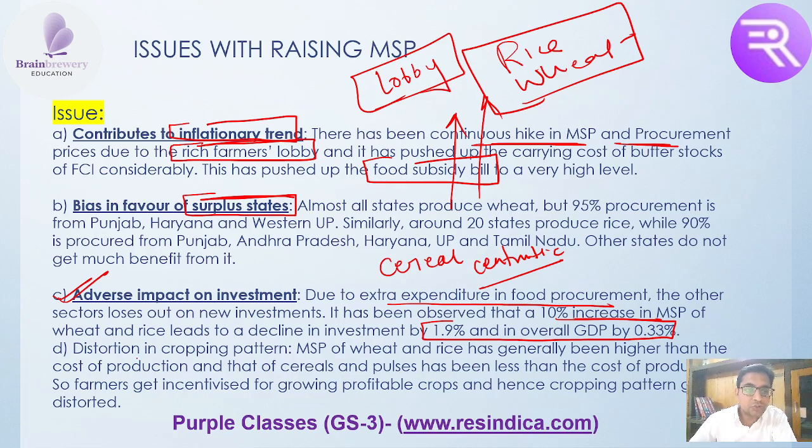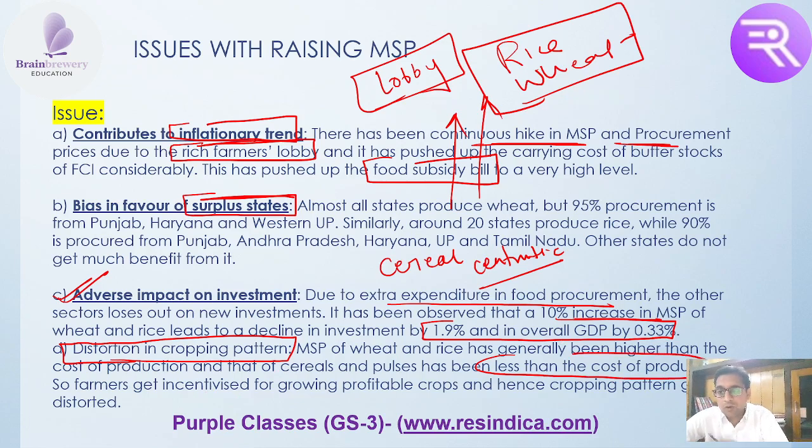Then it also distorts the cropping pattern. Why? Because the farmers think, keep only wheat and rice, since the government is providing good support, so only do wheat and rice, wheat and rice. Because of that, your cropping pattern gets distorted, right? Sometimes wheat and rice are higher than the cost of production, and cereals and pulses are less than the cost of production. So farmers get incentivized to grow the profitable crop, hence the cropping pattern gets distorted. If rice and wheat are getting a lot of profit, people start ignoring pulses, oil seeds, copra, cotton, and everything else.